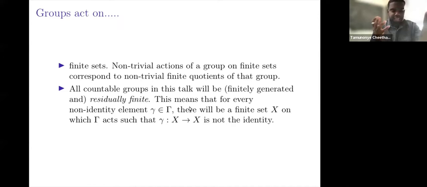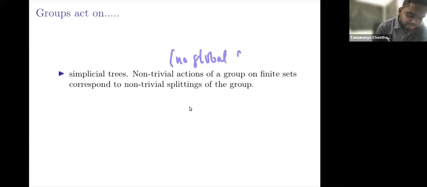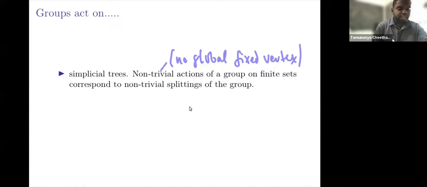Okay, and a lot of work has gone into understanding groups via their actions on finite quotients. Finite quotients correspond to finite index normal subgroups of the group. Another kind of action that groups have is actions on simplicial trees. And whenever we have an action on a simplicial tree that is non-trivial, and what does non-trivial mean? Non-trivial means, for the whole group, here it means no global fixed vertex, right? Non-trivial actions in this sense correspond to non-trivial splittings of the group as a graph of groups. Okay, so a sequence of free product amalgamations and HNN extensions.